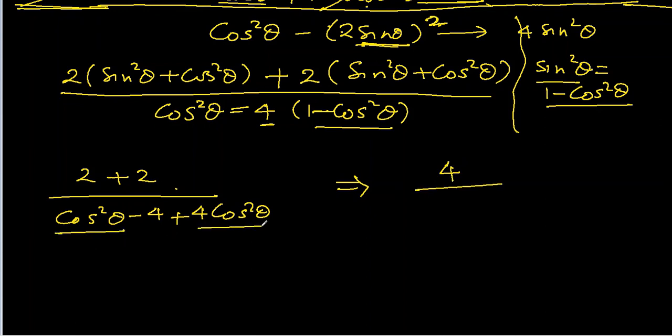Cos square theta plus 4 cos square theta will be 5 cos square theta minus 4, and hopefully this is the right hand side.